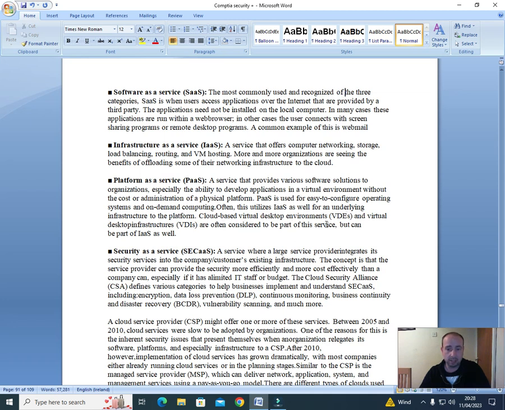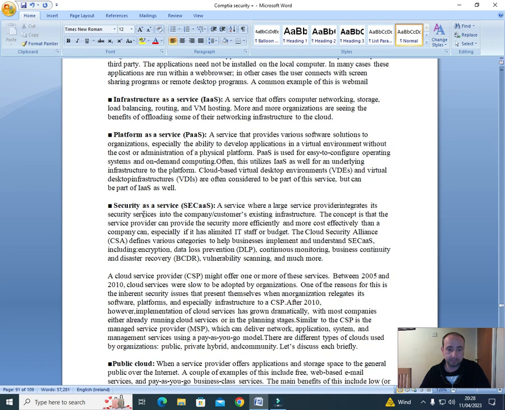Cloud-based virtual desktop environments, VDEs, and virtual desktop infrastructure, VDIs, are often considered to be part of the service but can be part of IaaS as well.